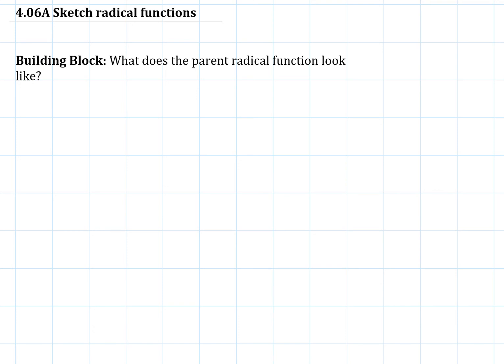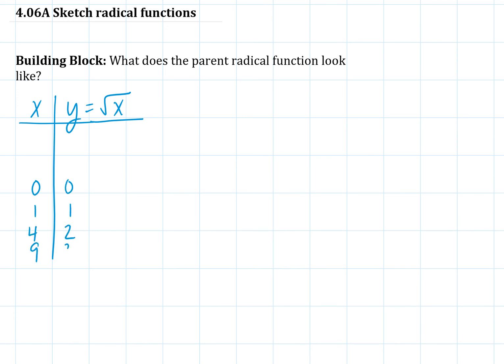Our goal today is to sketch radical functions. If we want to sketch radical functions, the first question we might ask ourselves is, what does the most basic radical function look like? Y equals the square root of x. Well, for example, we know the square root of 0 is 0, the square root of 1 is 1, the square root of 4 is 2, the square root of 9 is 3.